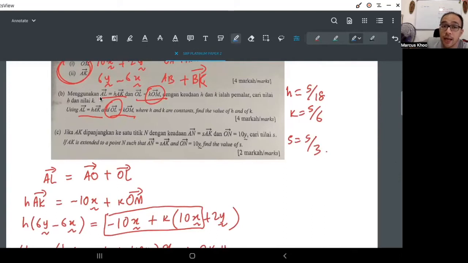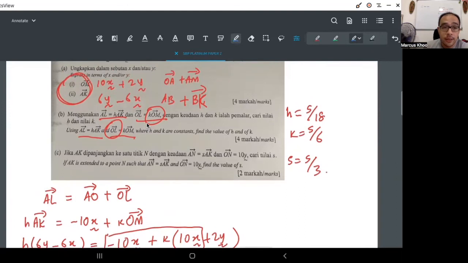Okay. And same advice as I gave you all the last time. Okay. Try to do this question a lot. This comparing vectors, because it always seems to be a very popular question. Okay, especially in the paper 2.